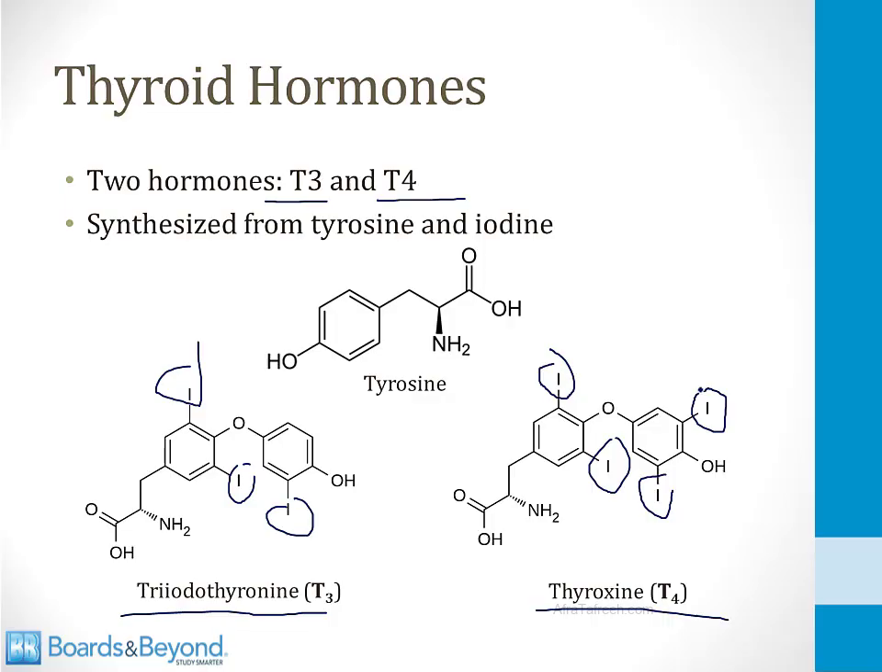Both of them are synthesized from the amino acid tyrosine, and I've shown you tyrosine's structure on the screen here. You can see that it has a benzene ring and a hydroxyl group, and tyrosine molecules are going to be combined with iodine in order to create T3 and T4.